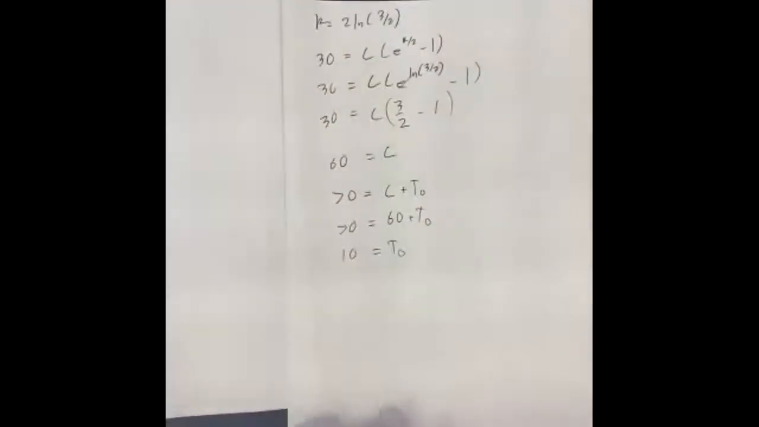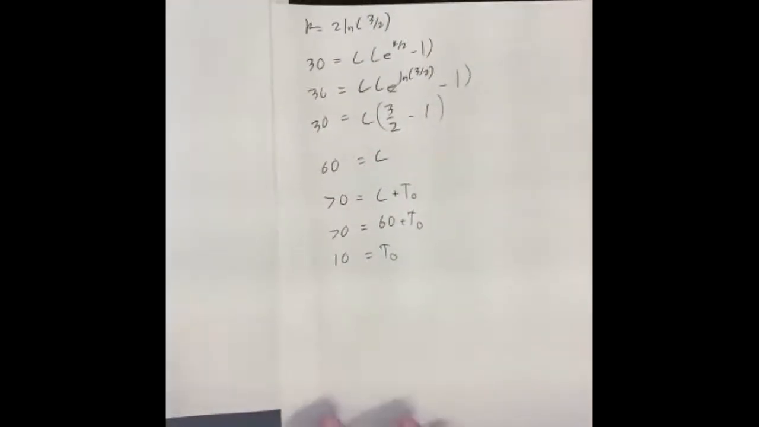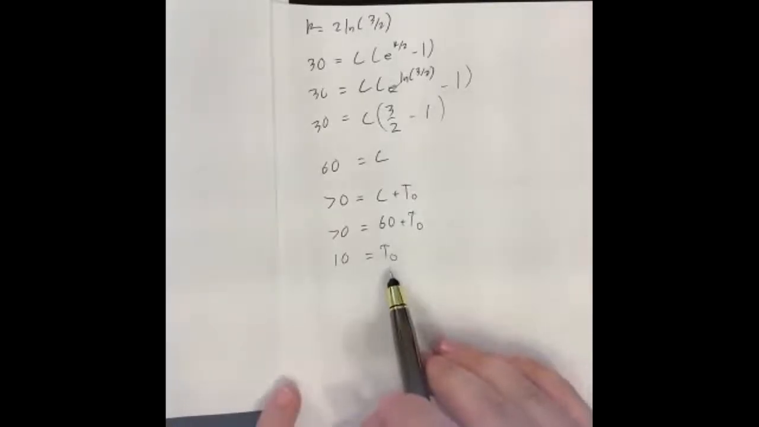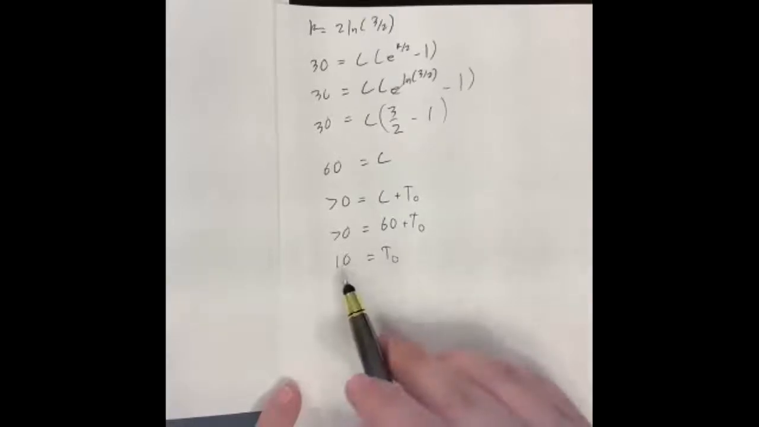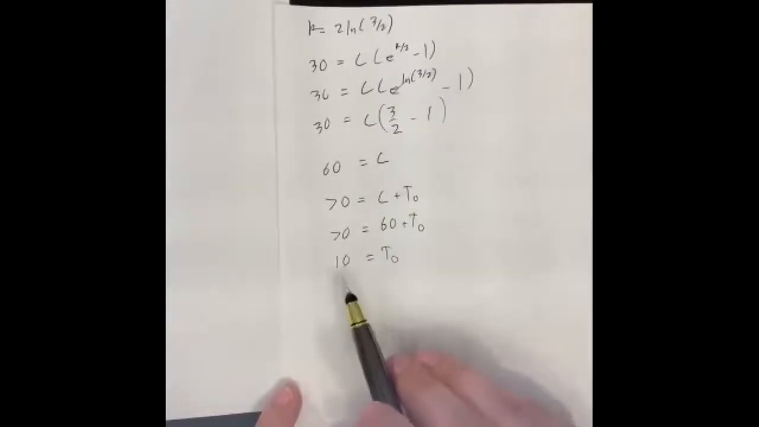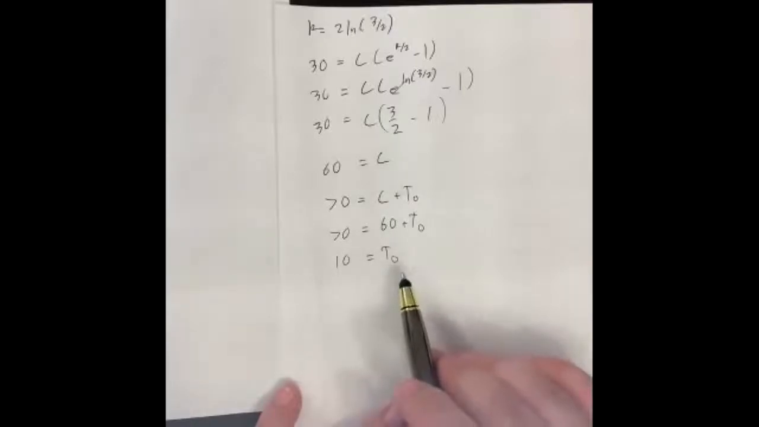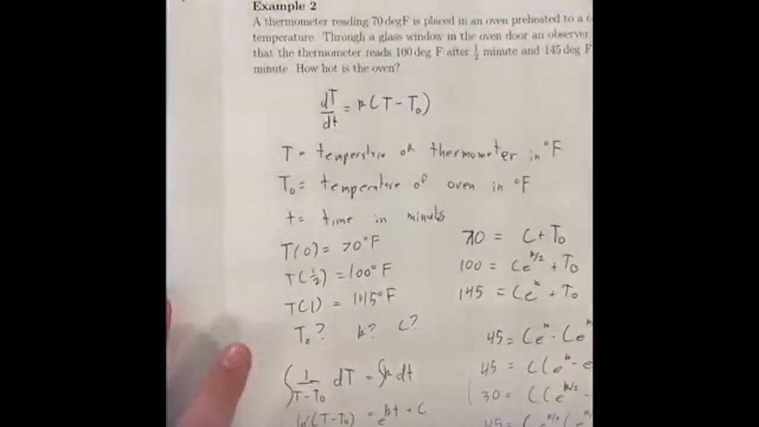So this is a good learning opportunity. Does that make sense? If the oven temperature is 10 degrees, that does not make sense, because then the temperature of the thermometer would be going down, not up. Always, when you get to the final answer, you should double check: does that make sense at all? Clearly, this does not make sense. So let's go back and see if I can find where we made a mistake.